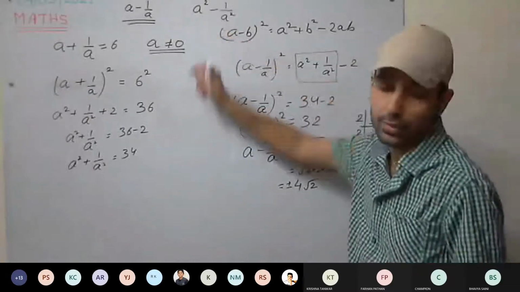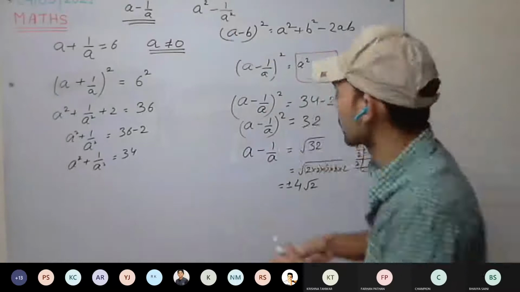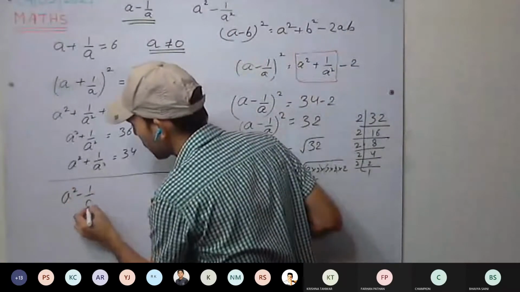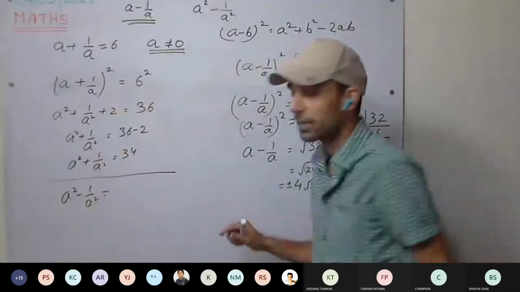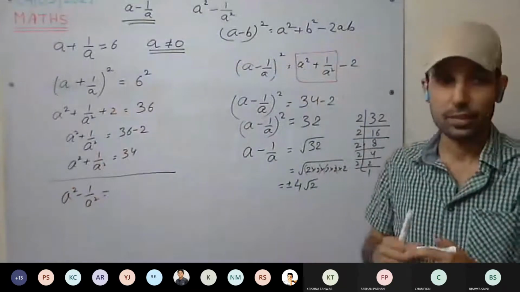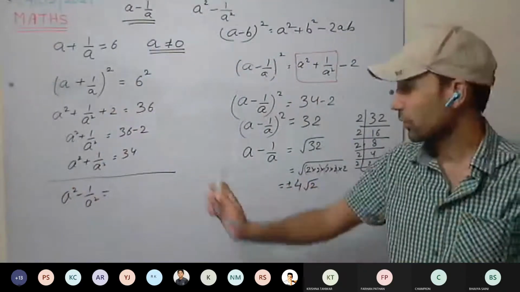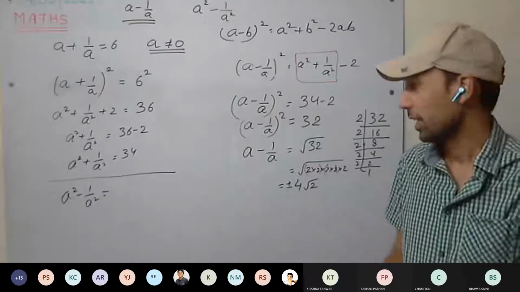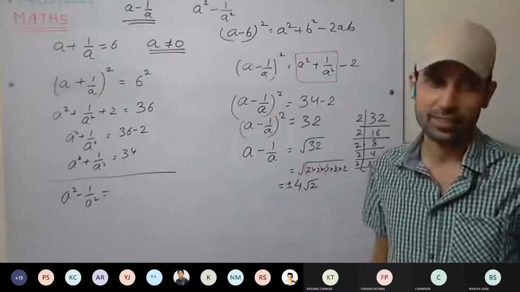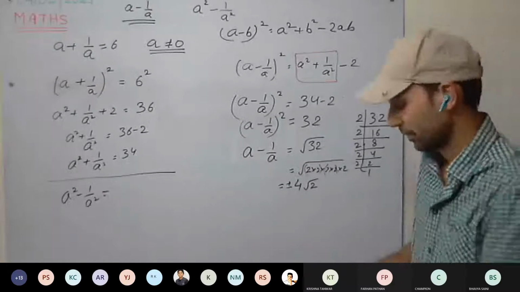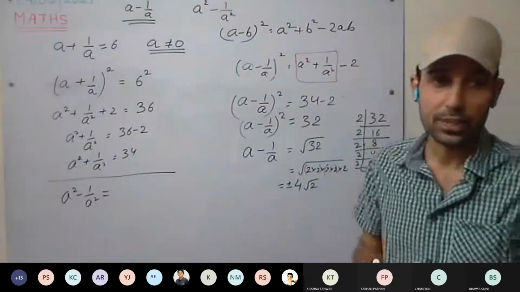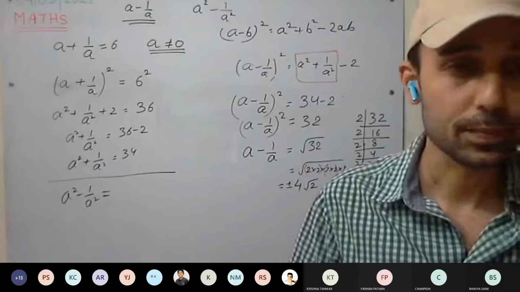Now calculate yourself. Everyone calculate. You have 30 seconds. A square minus 1 upon a square. Calculate it. Which formula will we be using? Which identity are we going to use? The one we like the most. And soon we'll start to love this identity. Solve it. Which identity are we going to use?